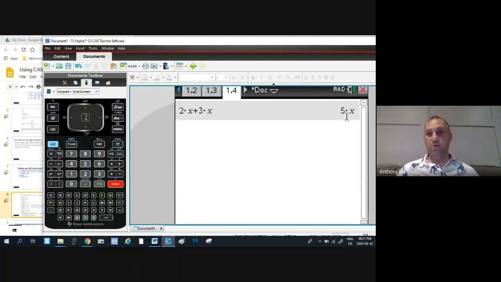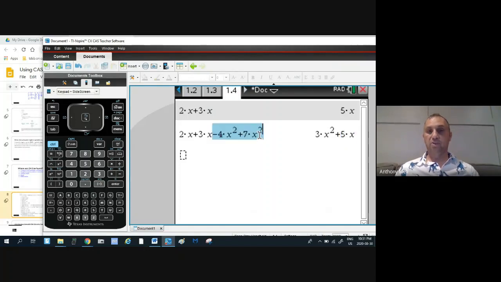You see it added those terms because they are what we call like terms, and it knew that. What I'm going to do is add that in here again, and this time subtract 4x squared, and maybe add 7x squared. And the calculator knows that 2x and 3x can be added to give 5x, but it also knows that negative 4x squared plus 7x squared adds to 3x squared. So it adds the like terms and doesn't add the unlike terms.